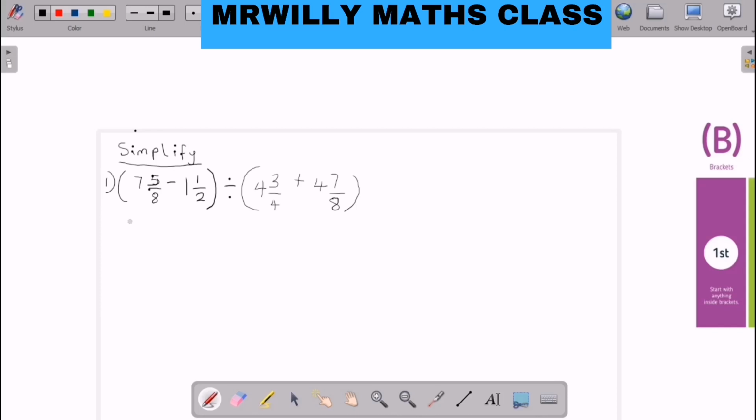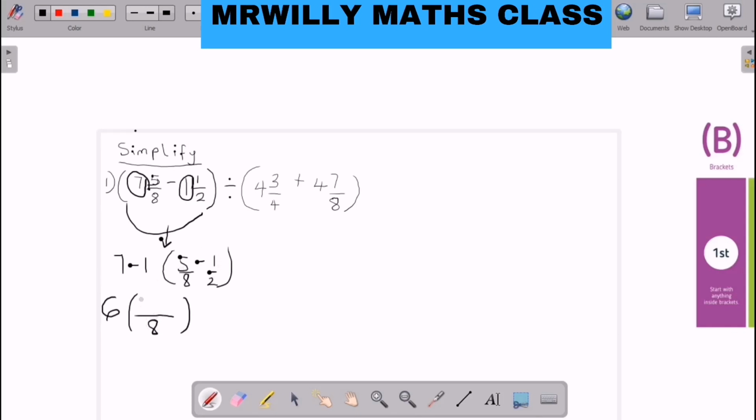So the first bracket, let me just draw a line across it. Let's solve it together. I will pick the whole number. That will be 7 minus 1, bracket 5 over 8 minus 1 over 2. You close the bracket. What is 7 minus 1? 7 minus 1 is 6. Draw a bracket. What's the LCM of 8 and 2? That will be 8.